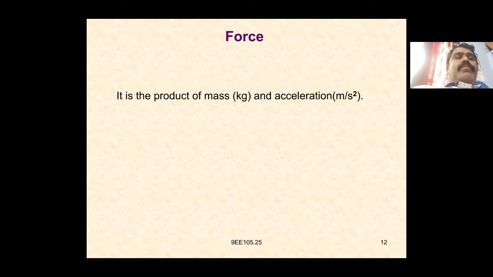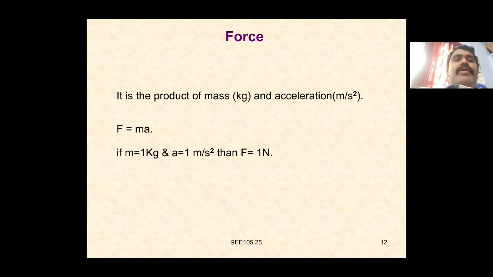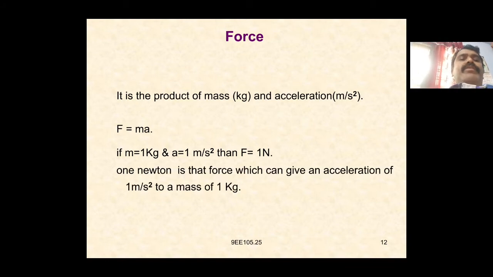In the product of the mass and acceleration, F is equal to m into a, measured in newtons. Again, if m is equal to 1 kg, a is 1 meter per second square, then F is equal to 1 newton. 1 newton is that force which can give an acceleration of 1 meter per second square to the mass of 1 kg.